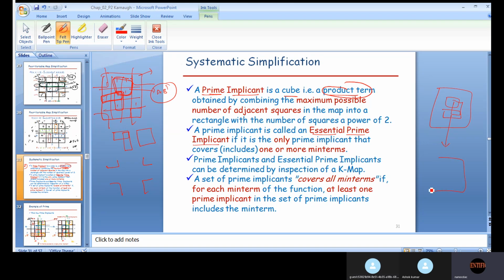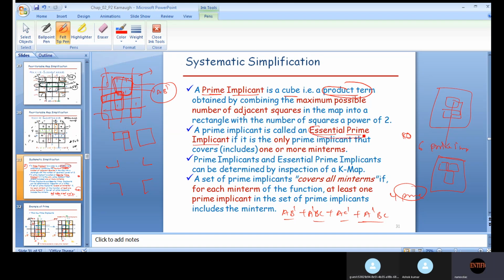Among this, that means in a K-map we can have, let us suppose, 6 prime implicants. See here: AB bar plus A bar BC plus AC bar plus AB bar plus C. So 1, 2, 3, 4 prime implicants are there. Out of these 4 prime implicants, one is called an essential prime implicant.